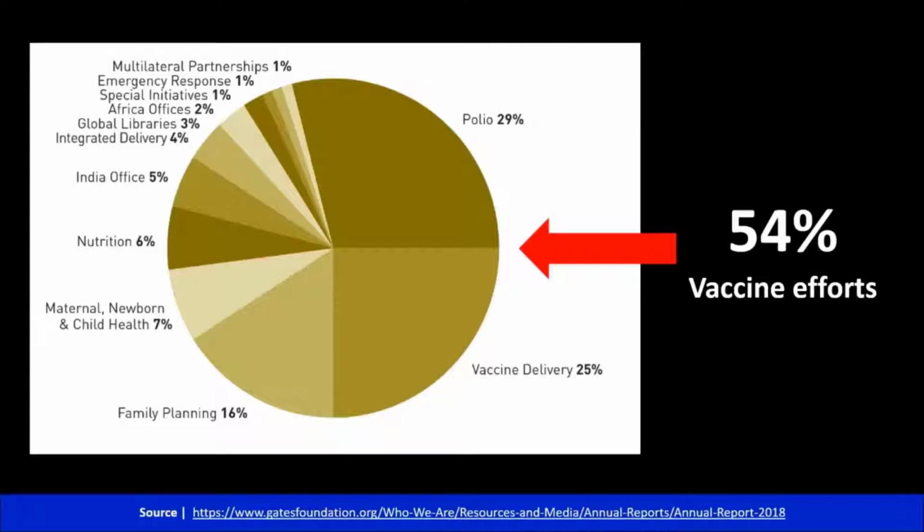So if we take a look here, this is on the Gates Foundation's website, and it shows the breakdown of how their efforts are placed in the Gates Foundation. Their efforts are mainly going towards two things: polio, which is a polio vaccine, and then vaccine delivery. And we're going to cover that in just a second. That's 54% of their efforts, tackling things that are either delivery of vaccines or a vaccine in general.